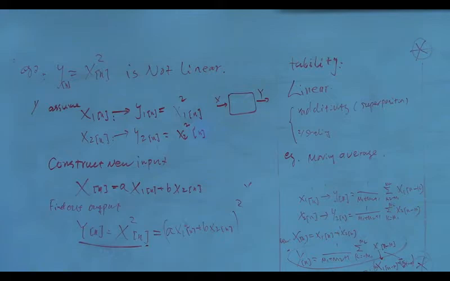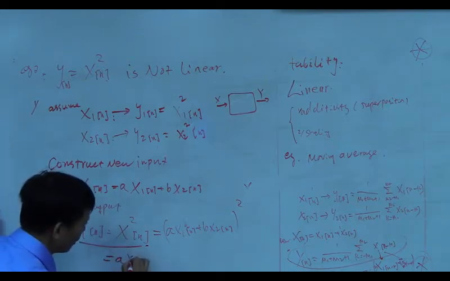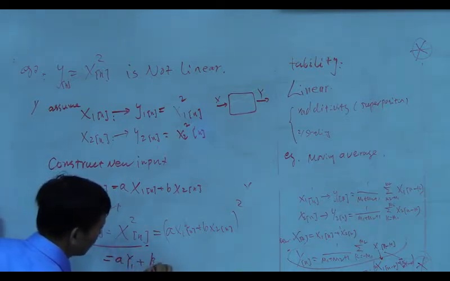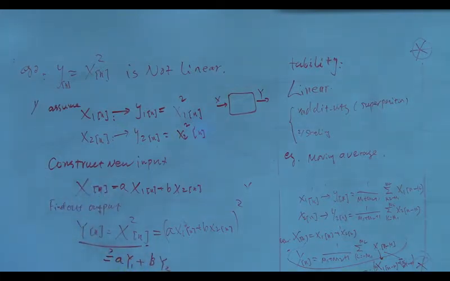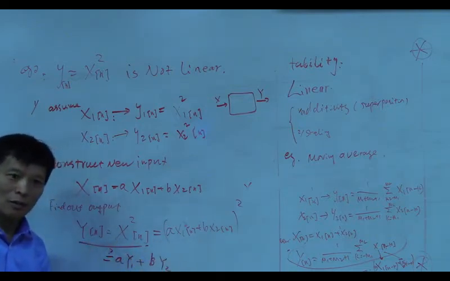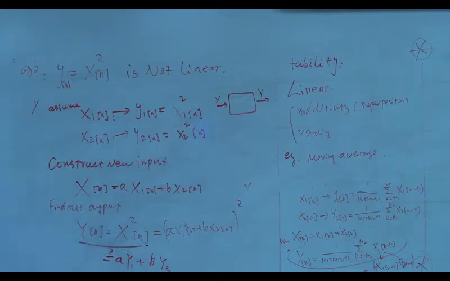Right? Okay, now in your head, you want to know what if this is linear, because we don't know. If this is linear, this one must be equal to a y1 plus b y2. This one must be satisfied. That is what our objective is, right? We want to prove that this one equals this. If we can, then that is linear. If we cannot, this one is not linear. Does that make sense?